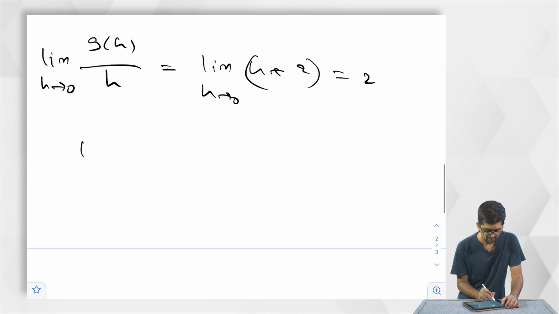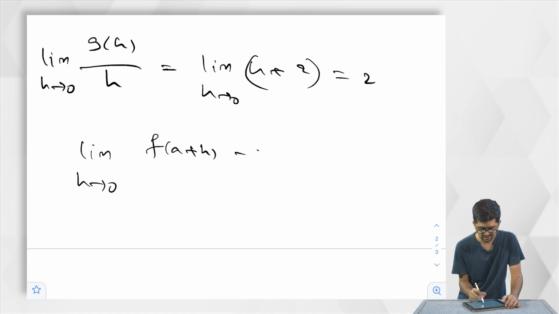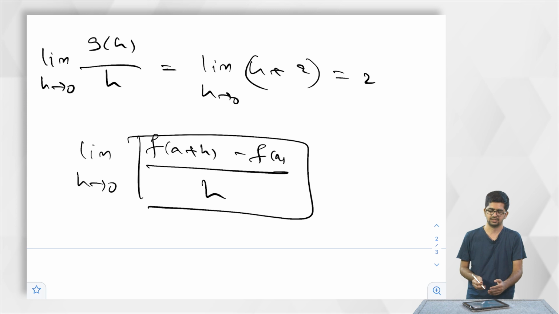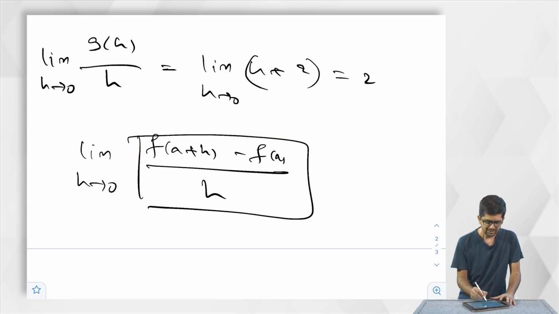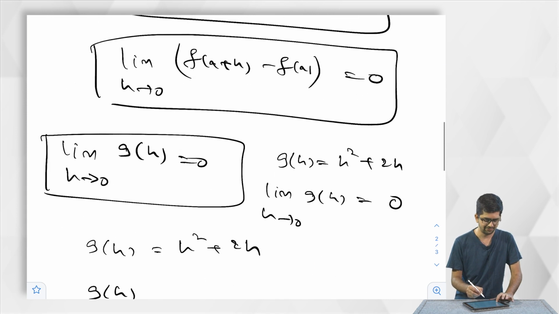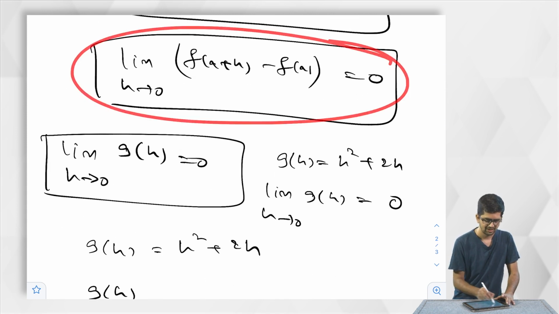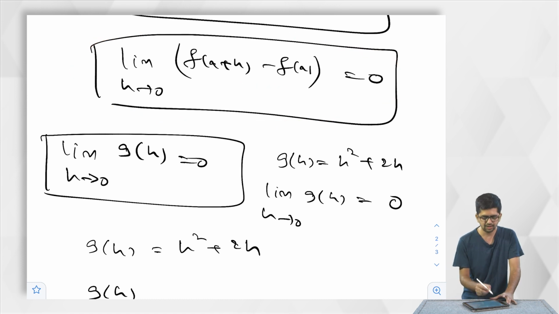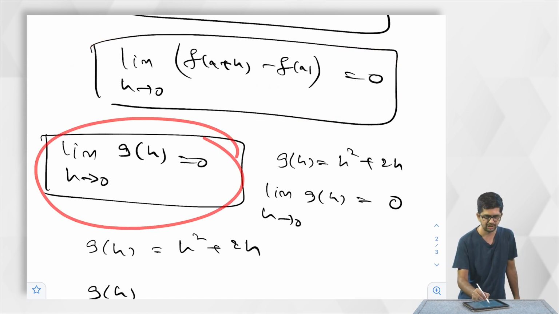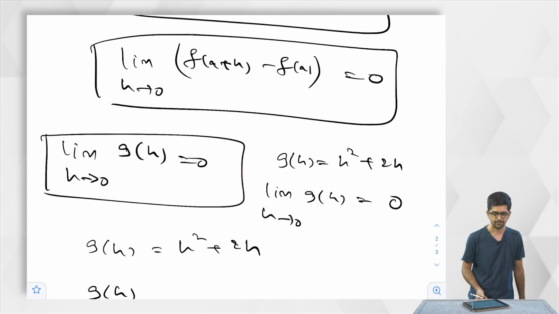In the sense, we want the limit as h goes to 0 of f of a plus h minus f of a, divided by h, we want this limit to exist. So on what basis are we asking this? We know that for any continuous function we have this property that the limit as h goes to 0 of this difference is 0. Now we are looking at functions that satisfy this property irrespective of the function f.